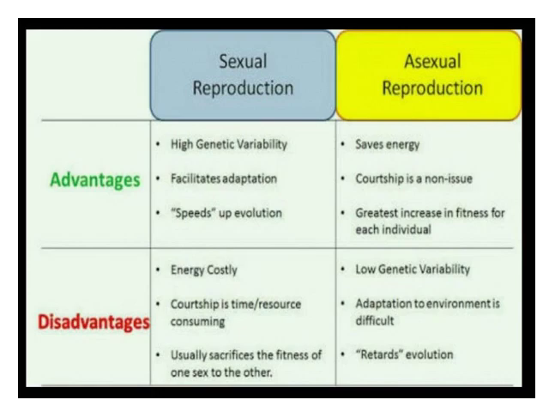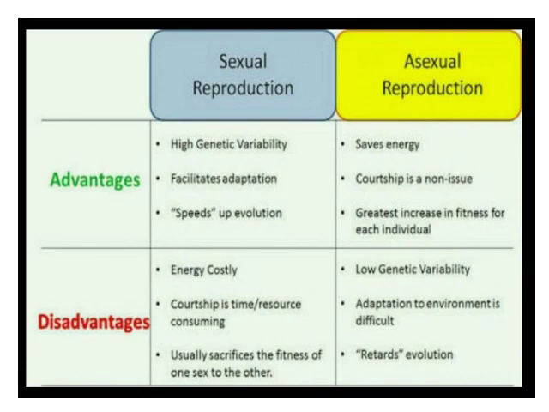Here is an overview of sexual and asexual reproduction, their advantages and disadvantages. First, the advantage of sexual reproduction is high genetic variability that facilitates adaptations and speeds up evolution. Asexual reproduction will save energy, because courtship behavior is not involved. It gives the greatest increase in fitness for each individual. A disadvantage of sexual reproduction is that it is energy costly, so an energy budget must be there. Courtship is time and resource consuming, and it usually sacrifices the fitness of one sex to the other.